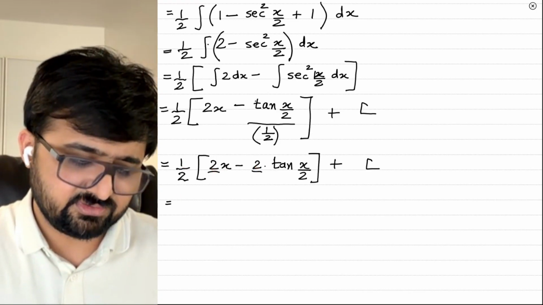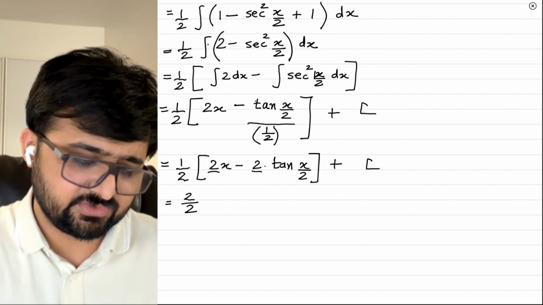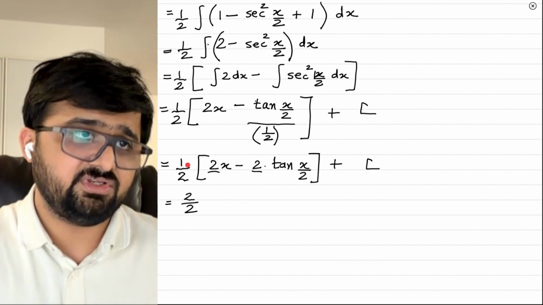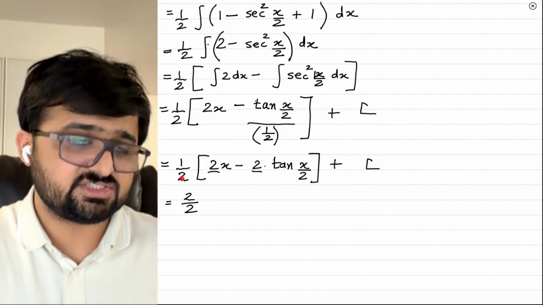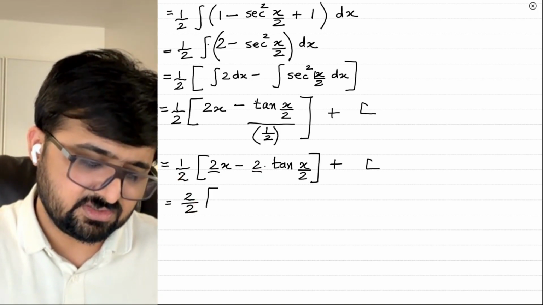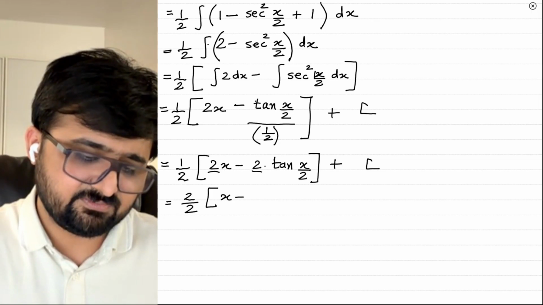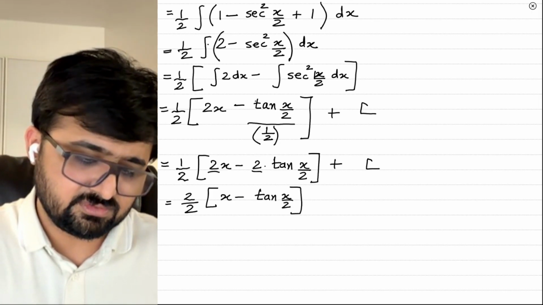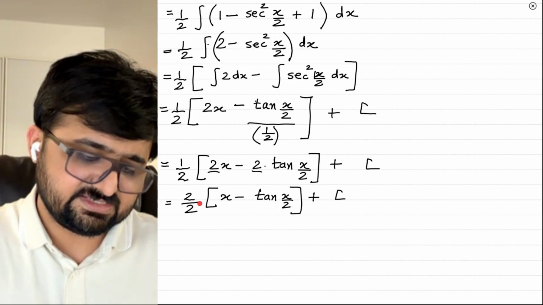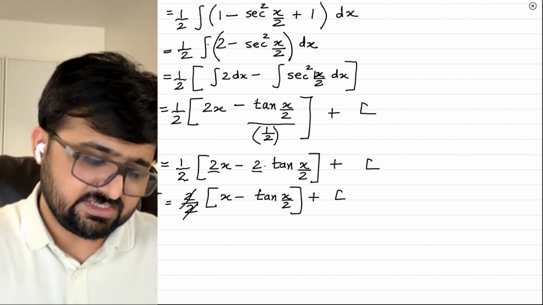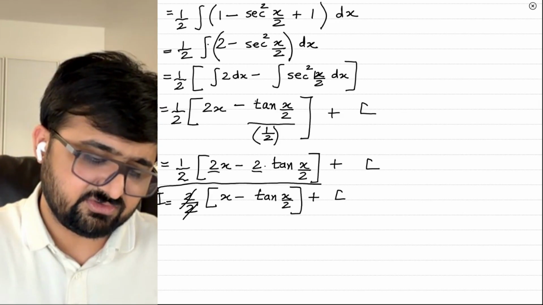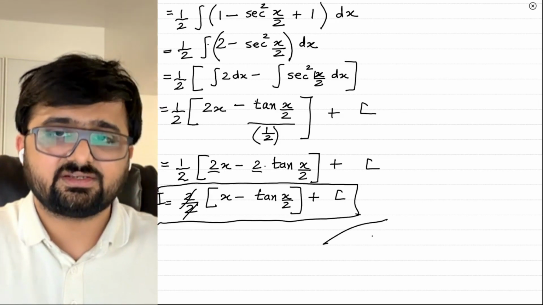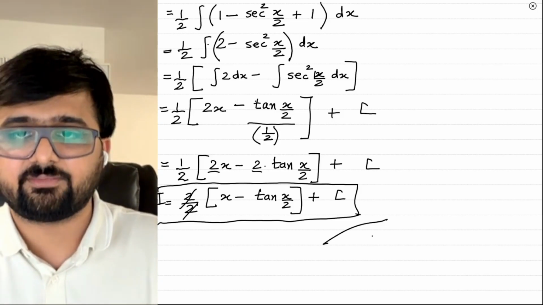Now this 2 and this 2 can be taken common from these two terms, and it can come out here. So that will become 2 divided by 2. So this 2 is this 2 and this 2, when you take common, it will come out here. And this 2 is already present. And you will be left with x minus tan x by 2 plus c. That 2 and 2 will get cancelled. And that's your result of integration. That is our final answer. I hope that is making sense so far.